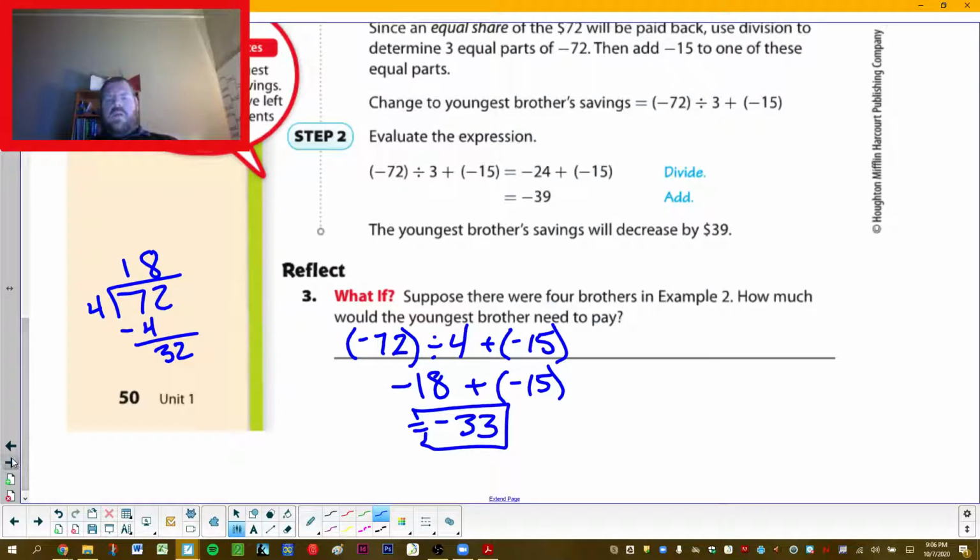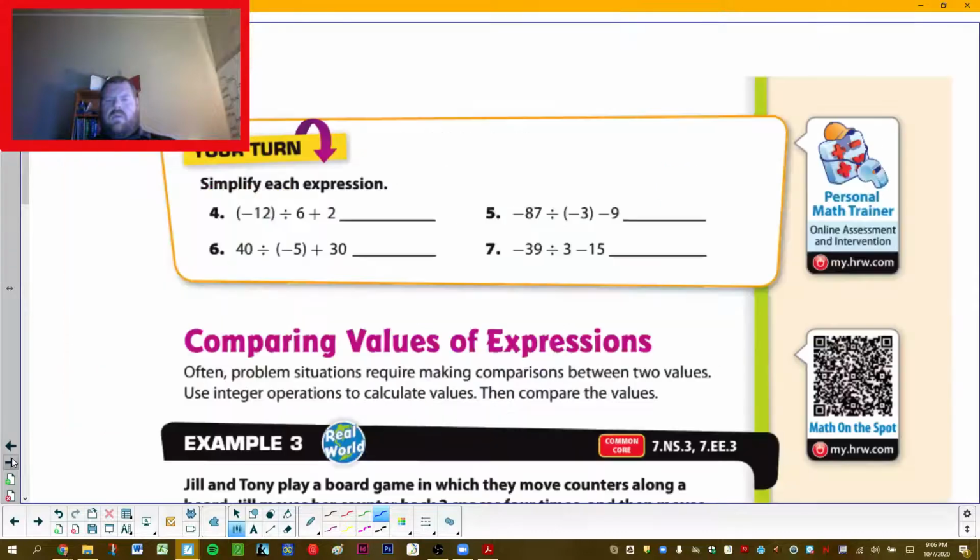Let's see, moving on here. We have a couple of your turn problems. We have negative 12 divided by 6 plus 2. So do the division first. Even if it wasn't the first thing, we do have to move from left to right. Negative 12 divided by 6 is negative 2. So I'm going to write that as an intermediate step. Negative 2 plus 2 is 0.